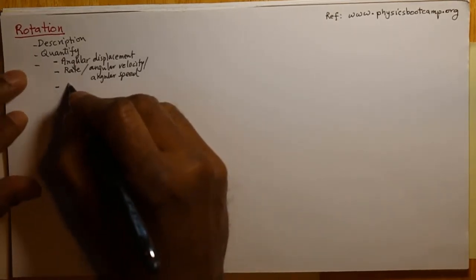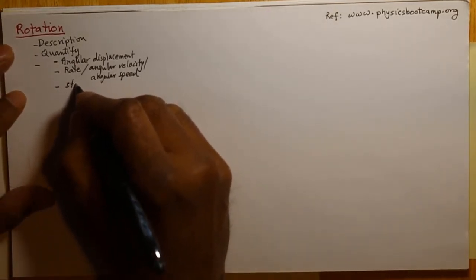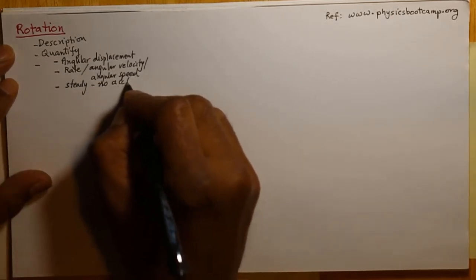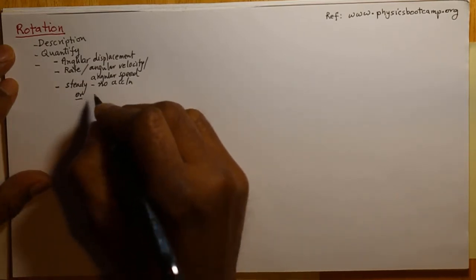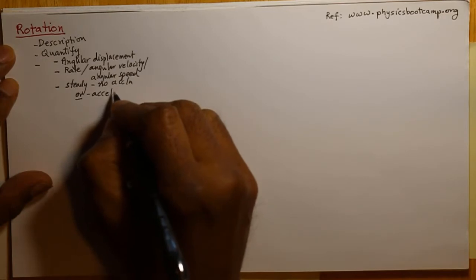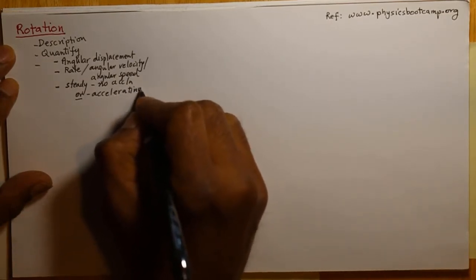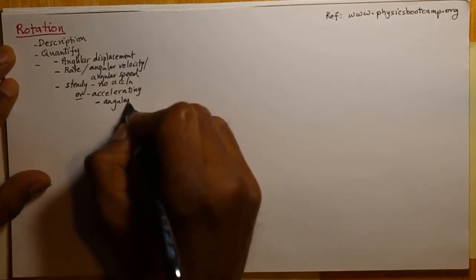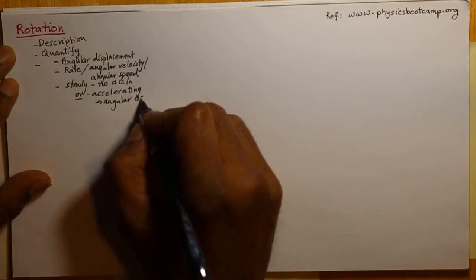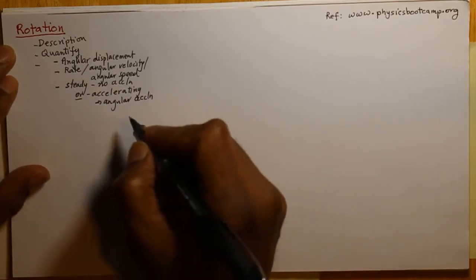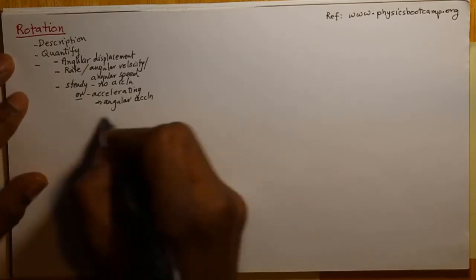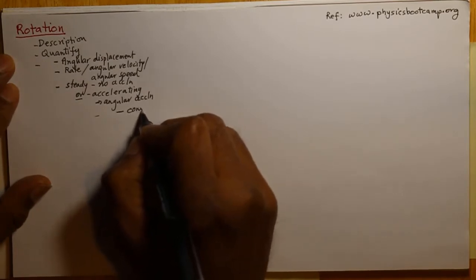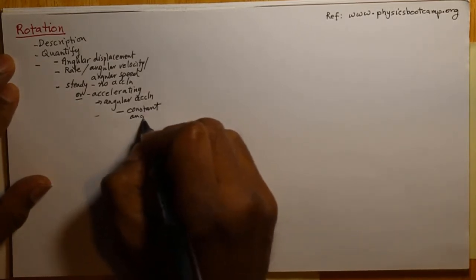And whether this steady motion means no acceleration or accelerating motion, that will mean angular acceleration. So these are the things we're going to learn today, and in angular acceleration we're going to look at a constant angular acceleration.